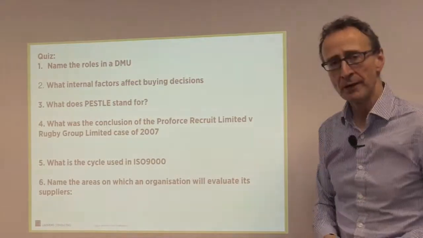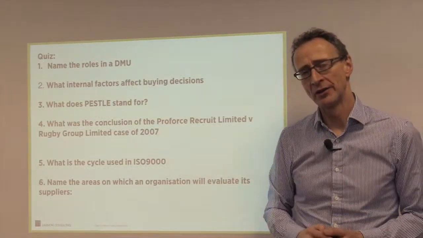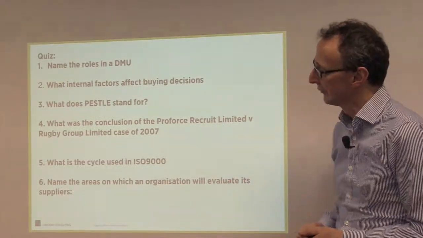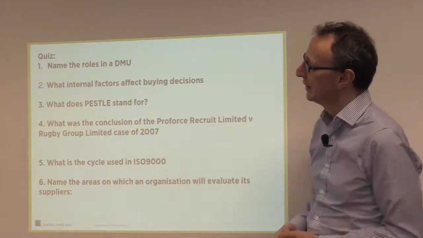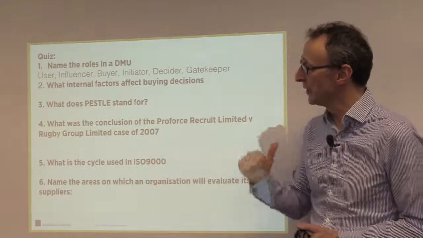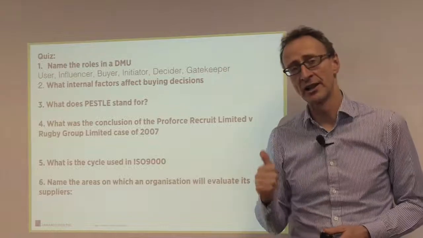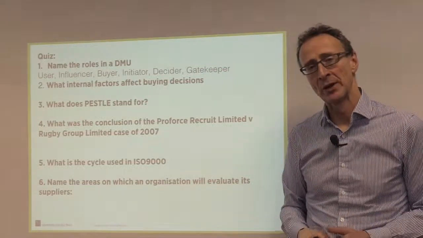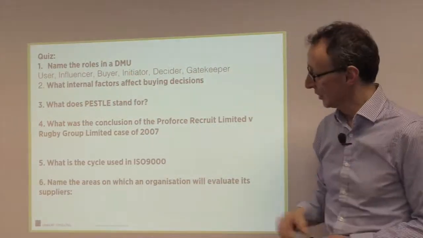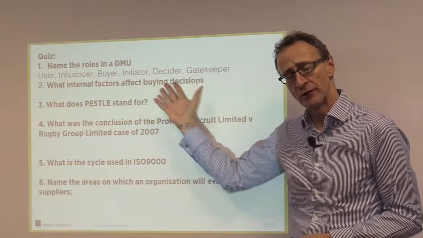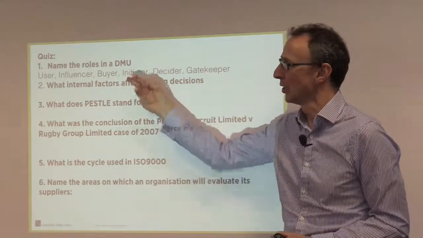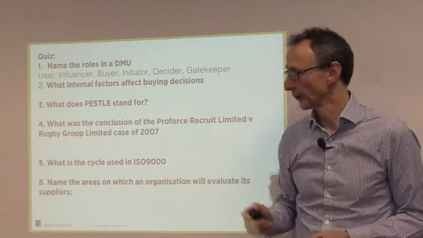So let's summarise some of the areas that we've discussed. So there are 6 areas within the first learning outcome. So what are the main roles within the decision-making unit? Well, these are user, influencer, buyer, initiator, decider, and gatekeeper. And they may have individual people within each of those roles. You may have one person, depending on the size of the contract, dealing with a number of those roles, or you could have whole departments working within each of those roles.